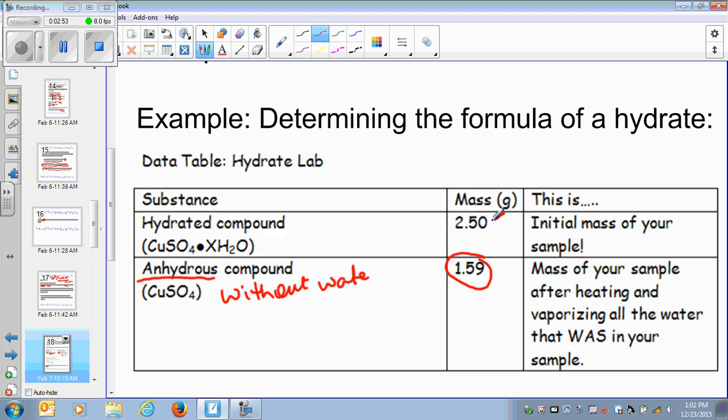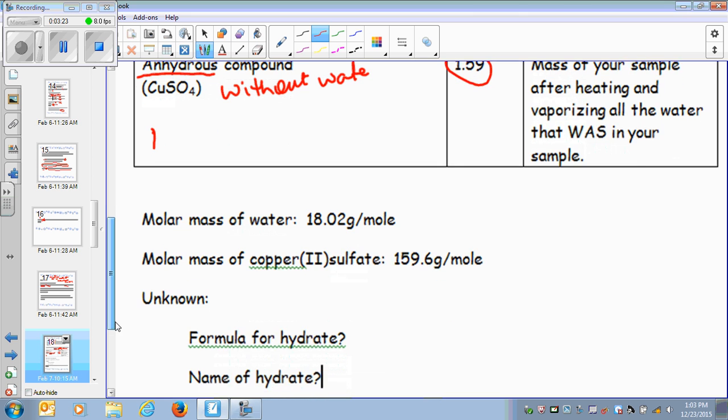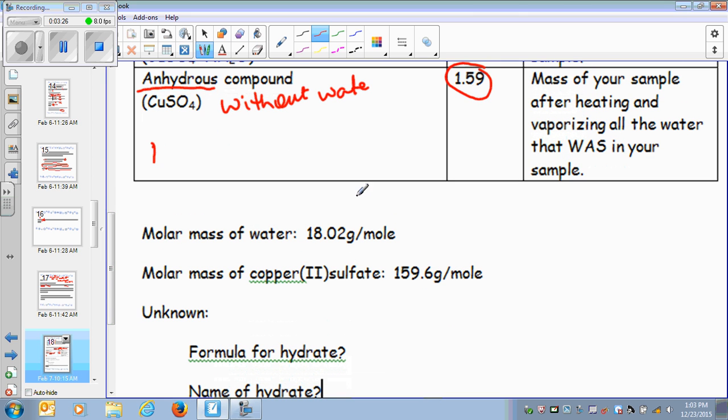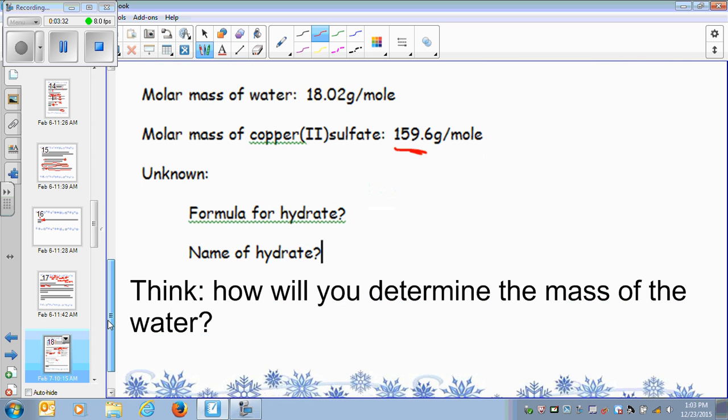So if this was with water and this is without water, then how do you calculate the mass of water? It is simple enough. You will say 2.50 minus 1.59. That gives you the mass of water. And then that mass of water divided by the total gives you the percentage of water, and the 1.59 divided by 2.50 gives you the percentage of copper sulfate. The molar mass of water is 18.0 grams, the molar mass of copper sulfate is this, and I can easily calculate the formula of the hydrate.